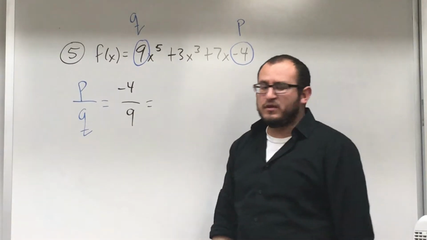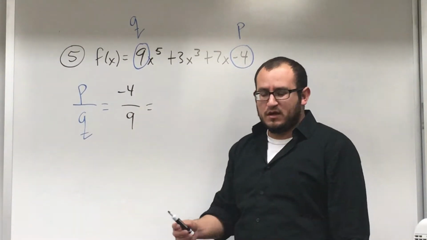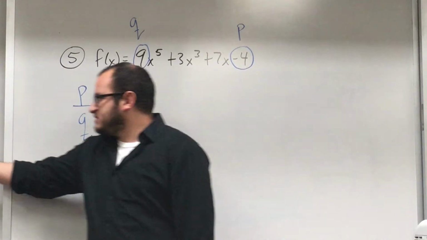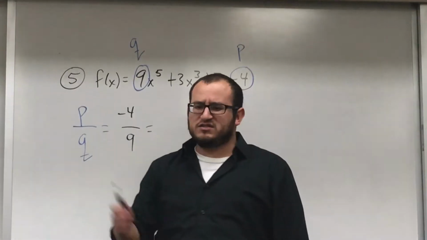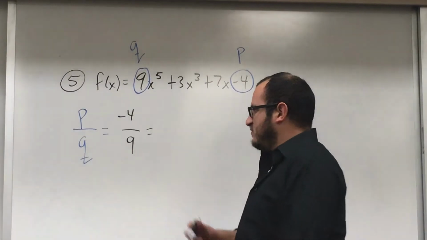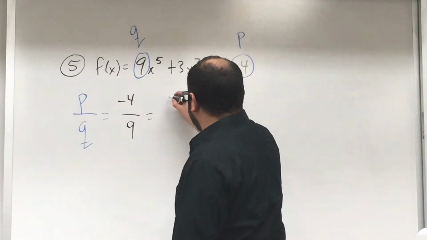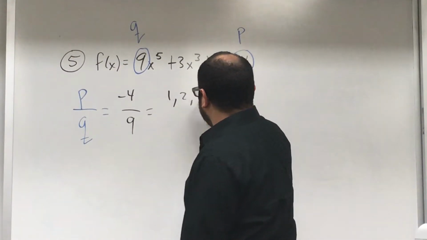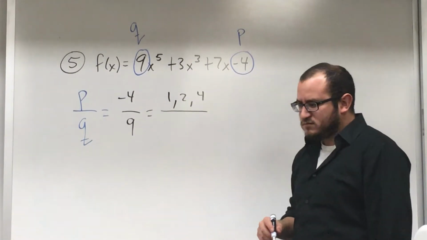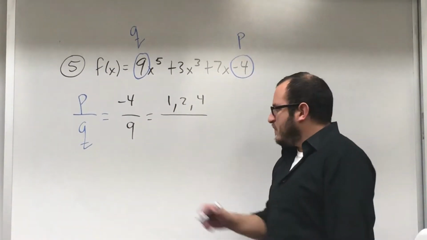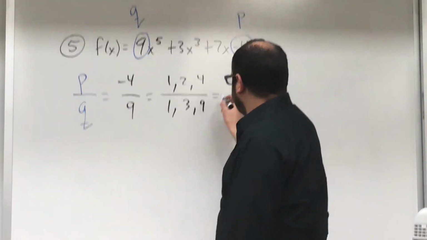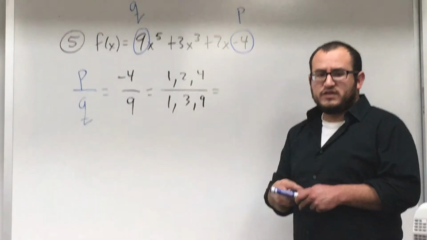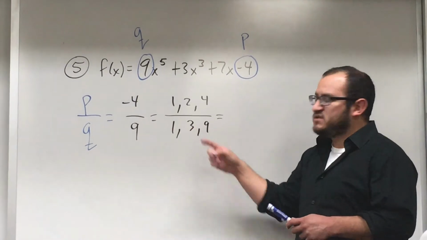Now you're going to say, Mr. Mira, what happens when we have a negative 4? Again, I told you that the plus or minus over here covers all the possible factors. So let's just list out the possible factors of 4. Possible factors of 4 are 1, 2, and 4. Possible factors of 9 are 1, 3, and 9. This one's a little bit different because we have 3 numbers to divide by.